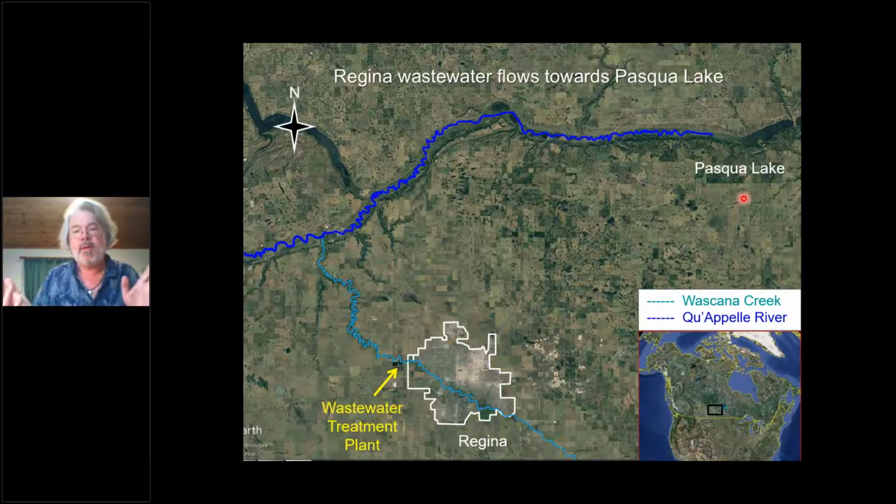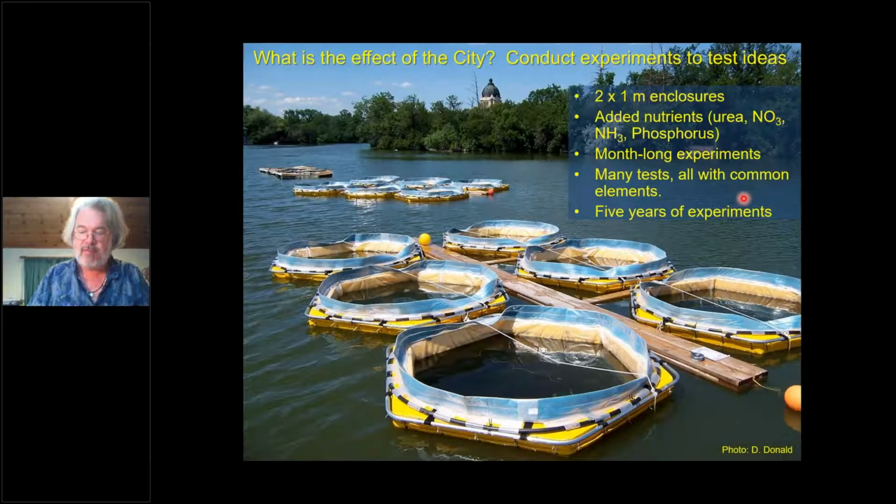So we might expect the effects of cities to be strongest in Pasqua Lake, and we did quite a lot of research on that. And the types of research we do, in this case in Wascana Lake itself, with the support of the city of Regina and the province, we just did a bunch of experiments over the course of several years. We basically take part of the lake and put it in a bag, and then add nutrients into the bag and see which nutrients have an effect.